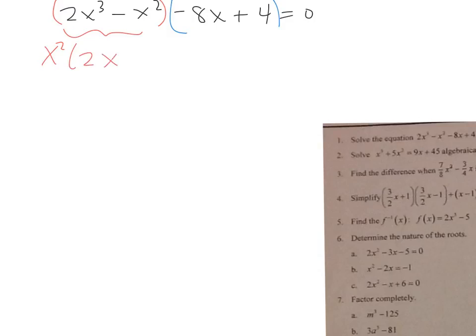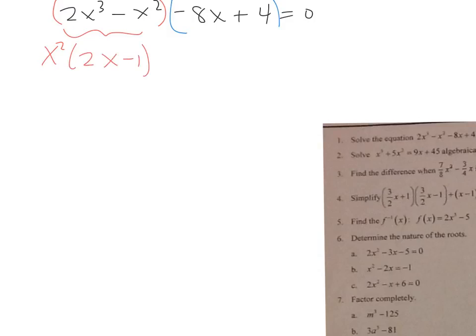So let me write this down. We have 2x to the third minus x squared minus 8x plus 4 is equal to 0. I see that there are 4 terms, so I'm going to start by grouping. I group the first 2, and I group the second 2. Now I'm going to use the GCF for the first group, and I notice that the GCF is x squared. So I factor out the x squared, and I get 2x minus 1.